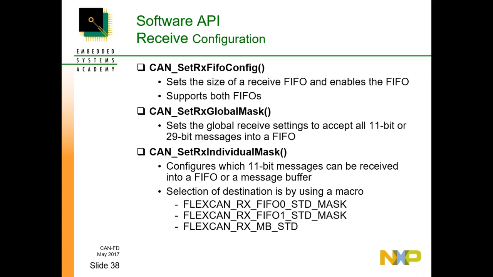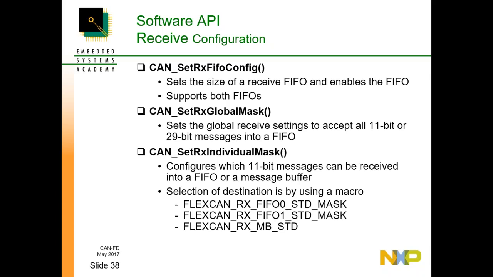The CAN controller supports a simplified global filtering arrangement, which is optional. If desired, calling set RX global mask can configure all 11-bit and/or all 29-bit messages to be automatically accepted and placed into a FIFO. So if you want to do all the receive handling in software, this is the easy way of configuring the receive of the CAN controller.